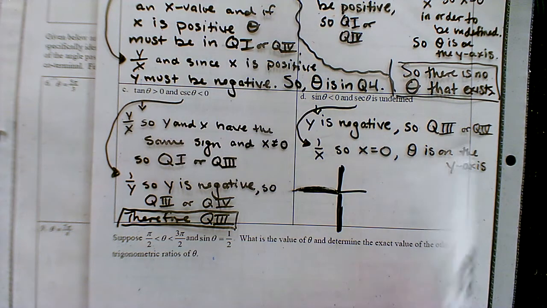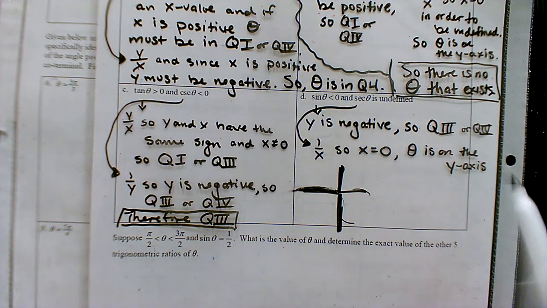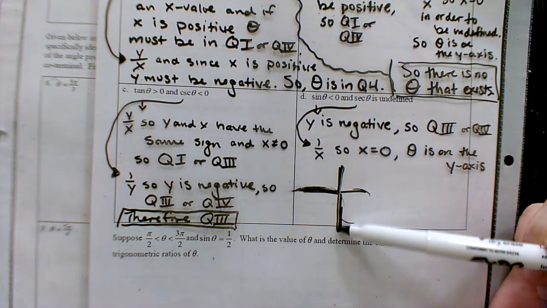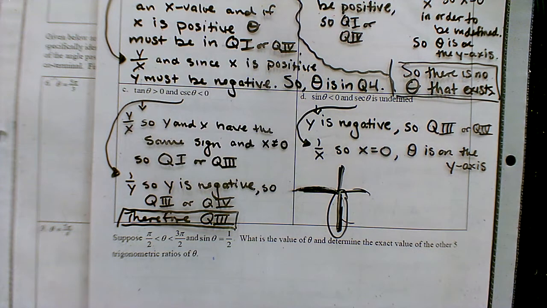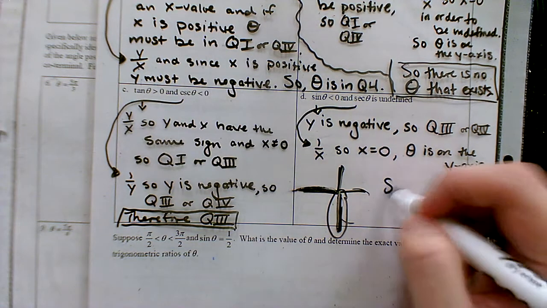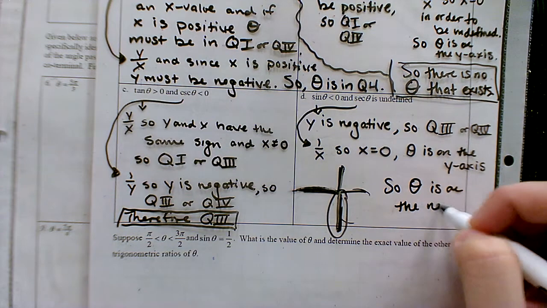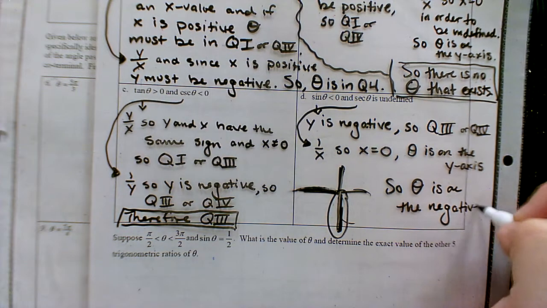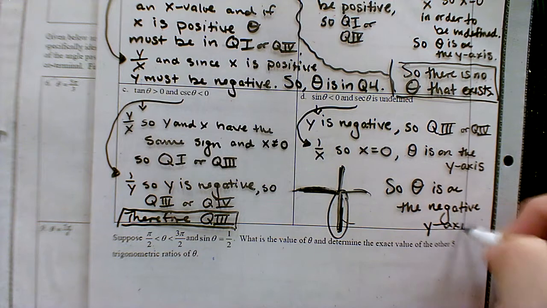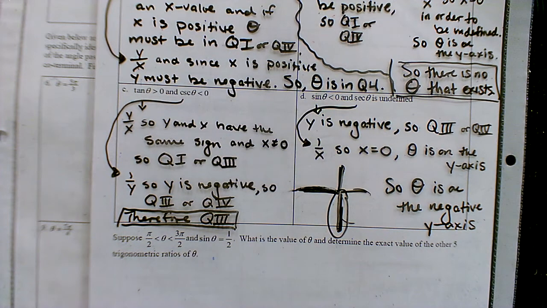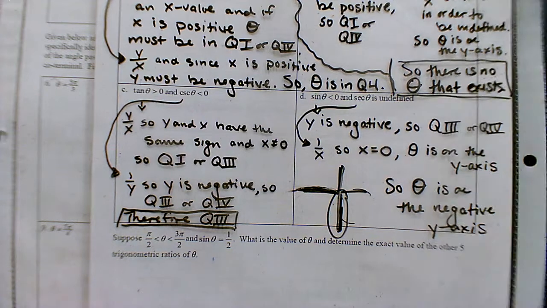We're either in quadrant 3 or quadrant 4 and on the y-axis, so that only leaves this part of the y-axis for us to consider. So theta is on the negative y-axis. So you would be on like the very bottom of your unit circle, that 270-degree point or that 3 pi over 2 point. Okay, we're at the very bottom, that negative y-axis.